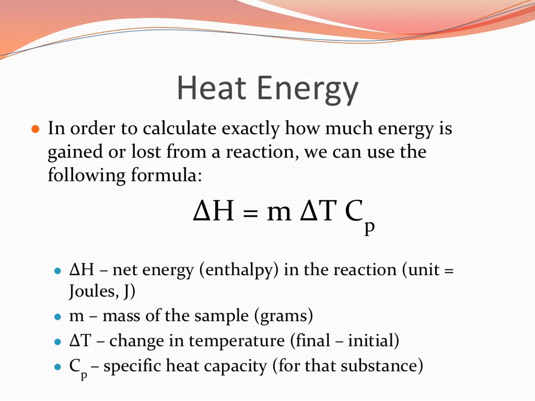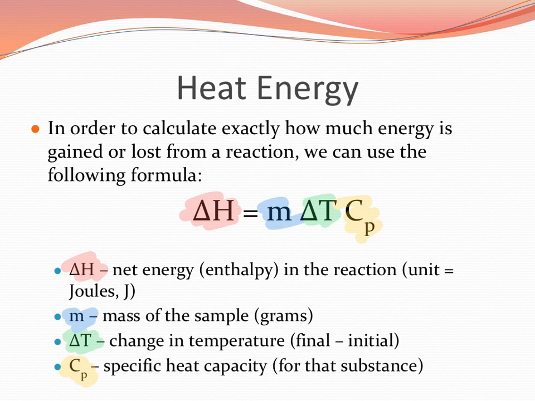So this is the formula that we're going to be using to calculate. We have delta H, mass, change in temperature, and specific heat capacity. Specific heat capacity we defined last time as being the amount of energy that it takes to increase the temperature of a substance. Specifically, and by real formal definition, it's the amount of energy required to raise the temperature of 1 gram of that substance by 1 degree Celsius.